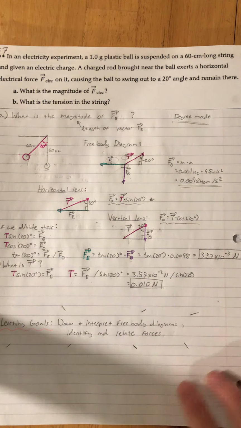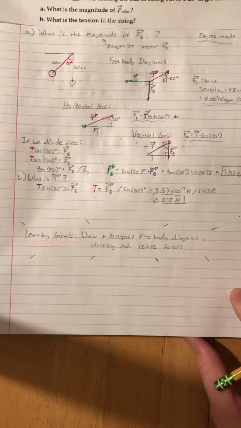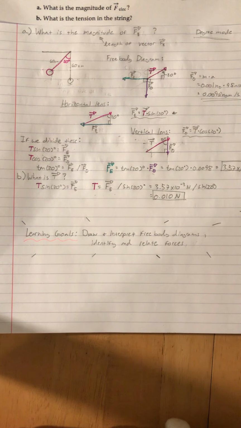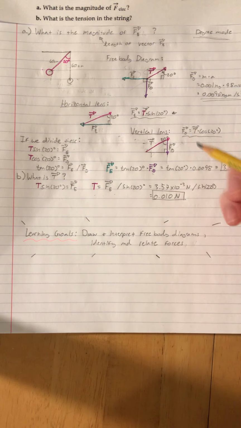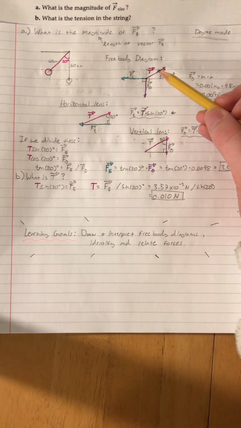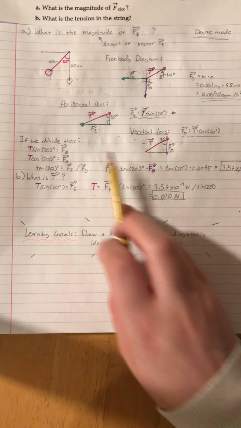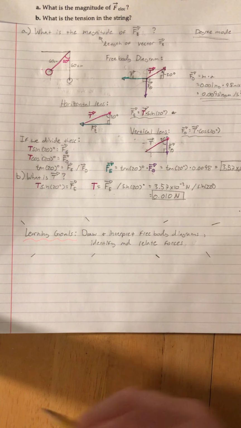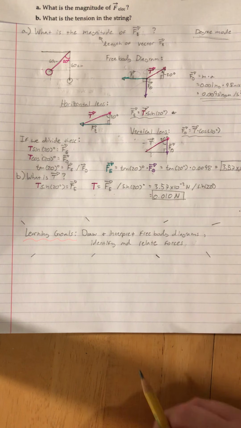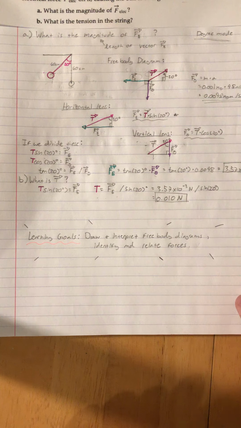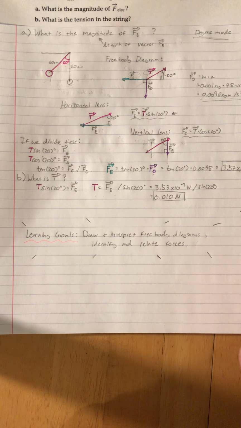Now for this question, our learning goals were how to draw and interpret free body diagrams and identify and relate different forces within each other. The tricky part in this question was just figuring out how to relate these things graphically so we can find right angles and use the trigonometry that we have been practicing this entire term and for the better part of our science and mathematic careers.